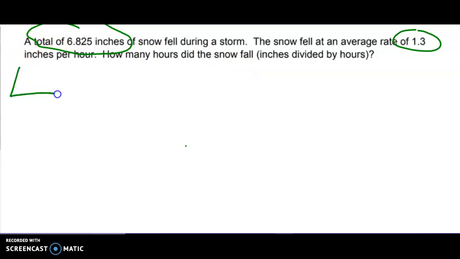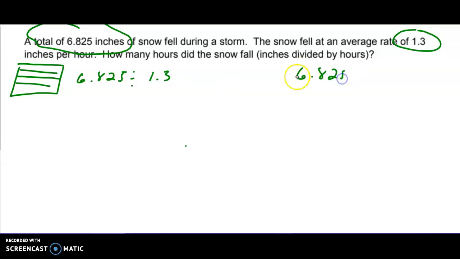So if I'm looking at the total height of snow, and I know each hour is 1.3, I want to know how many hours it fell. So we're going to take the total divided by the part, the dividend divided by the divisor. So 6 and 825 thousandths divided by 1 3/10. All right, how does it go? 6.825 divided by 1.3. Anybody see Houston, we have a problem?